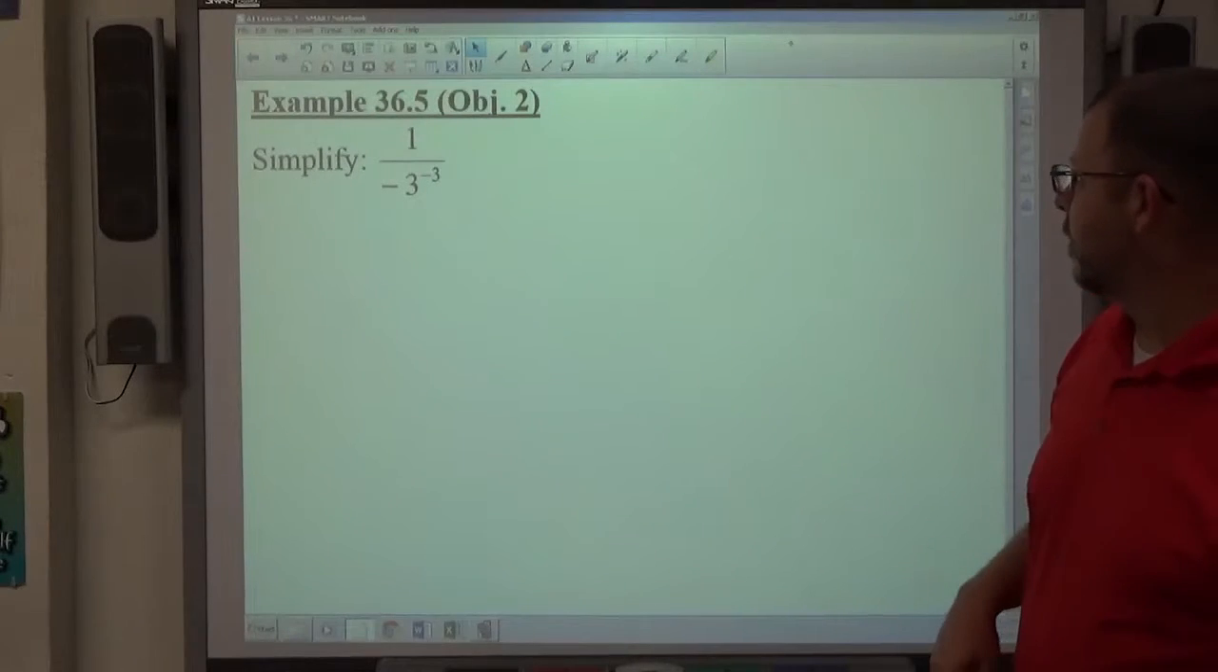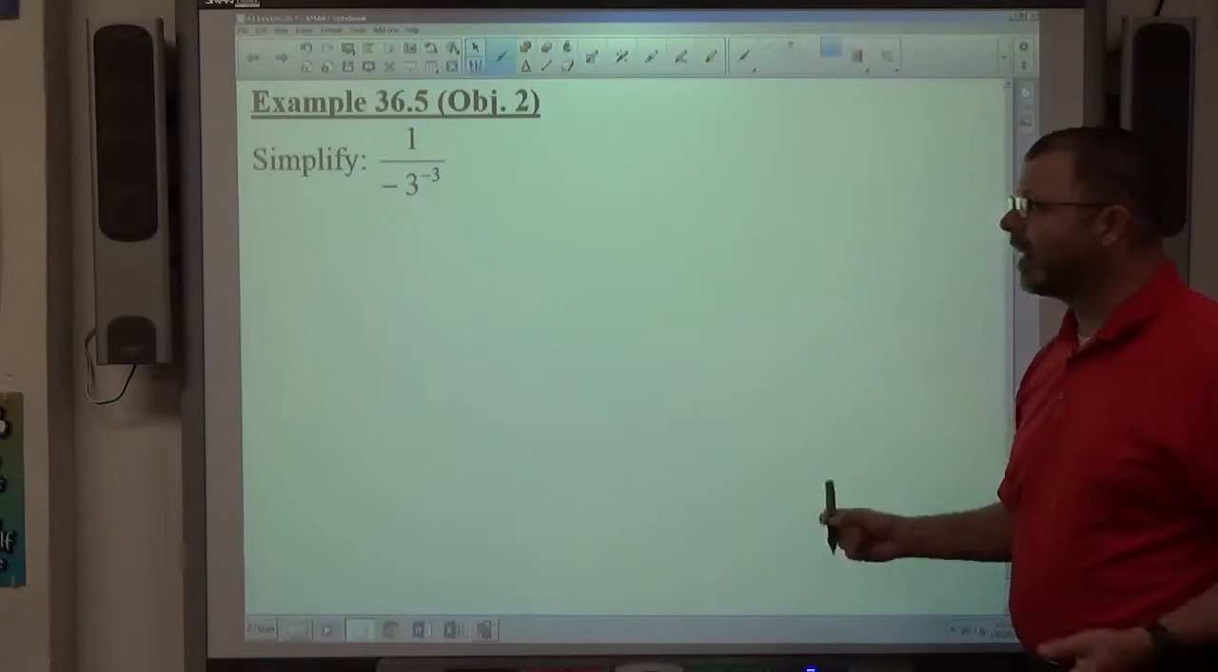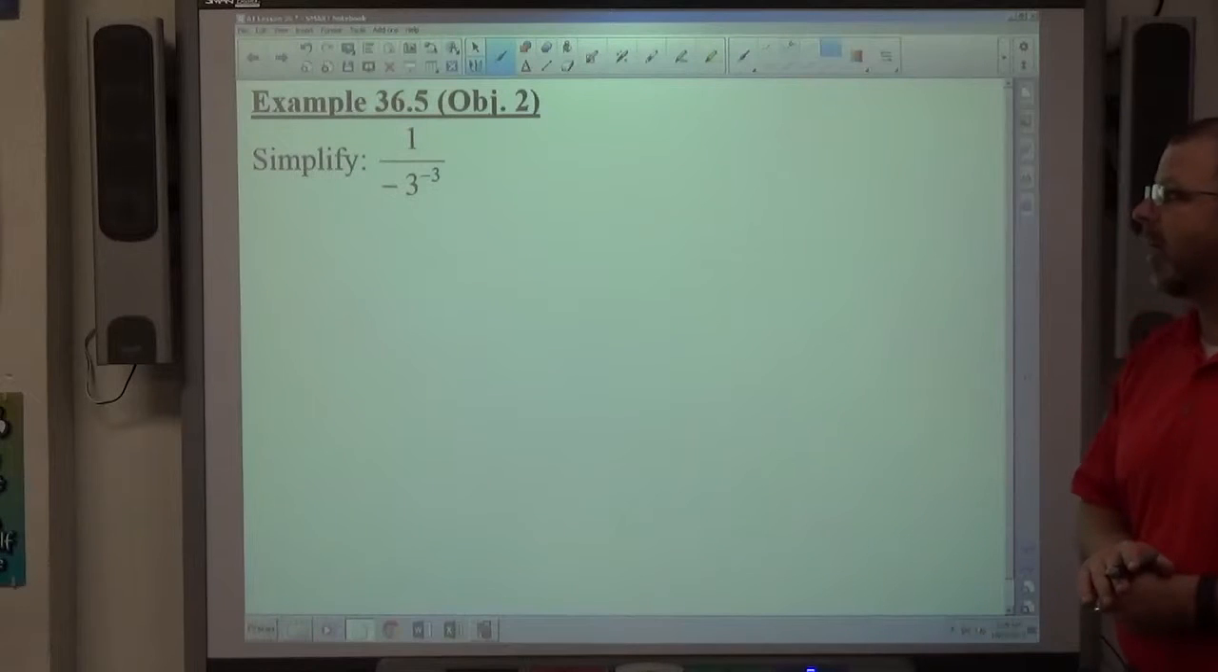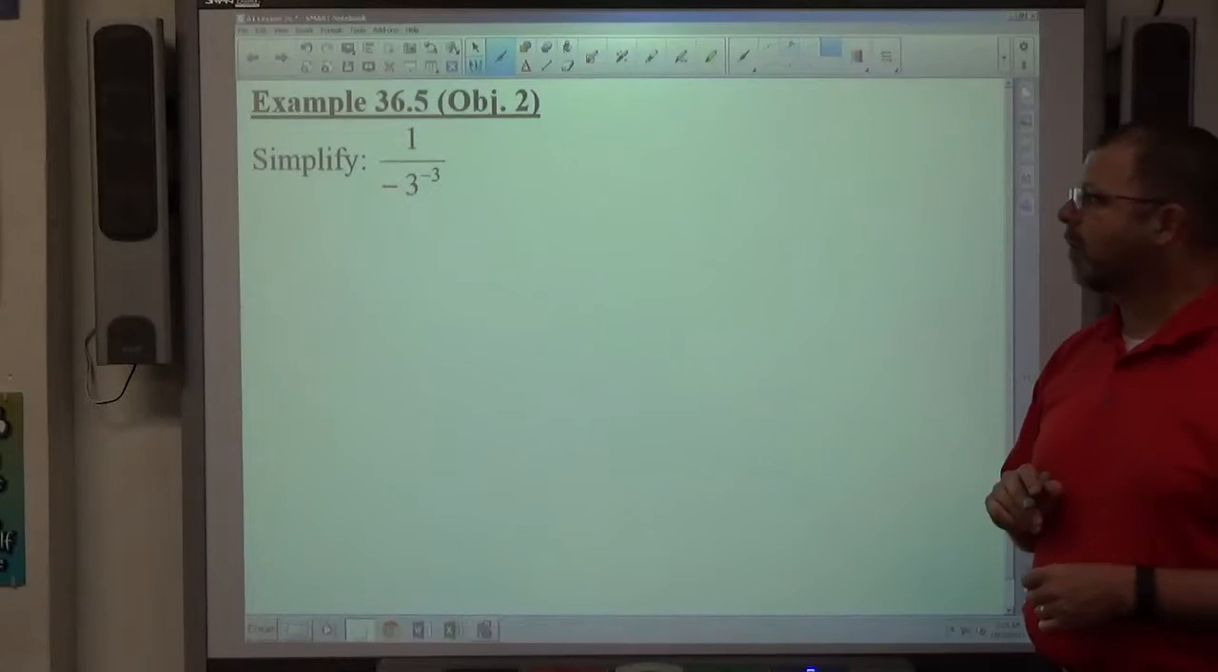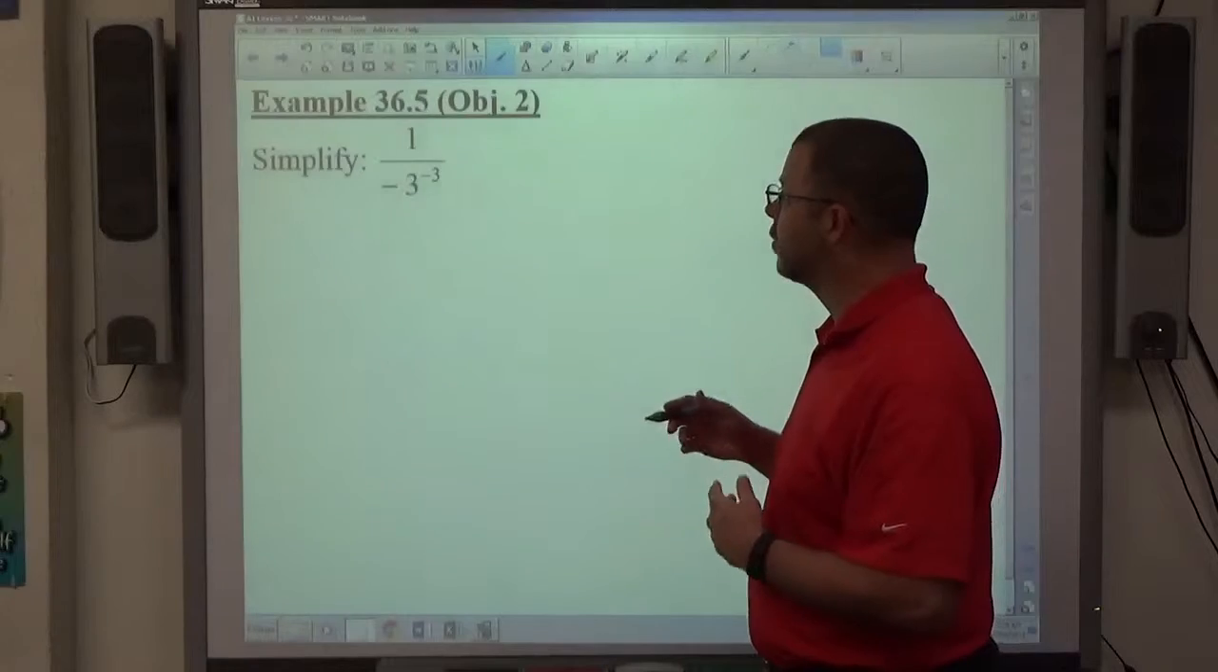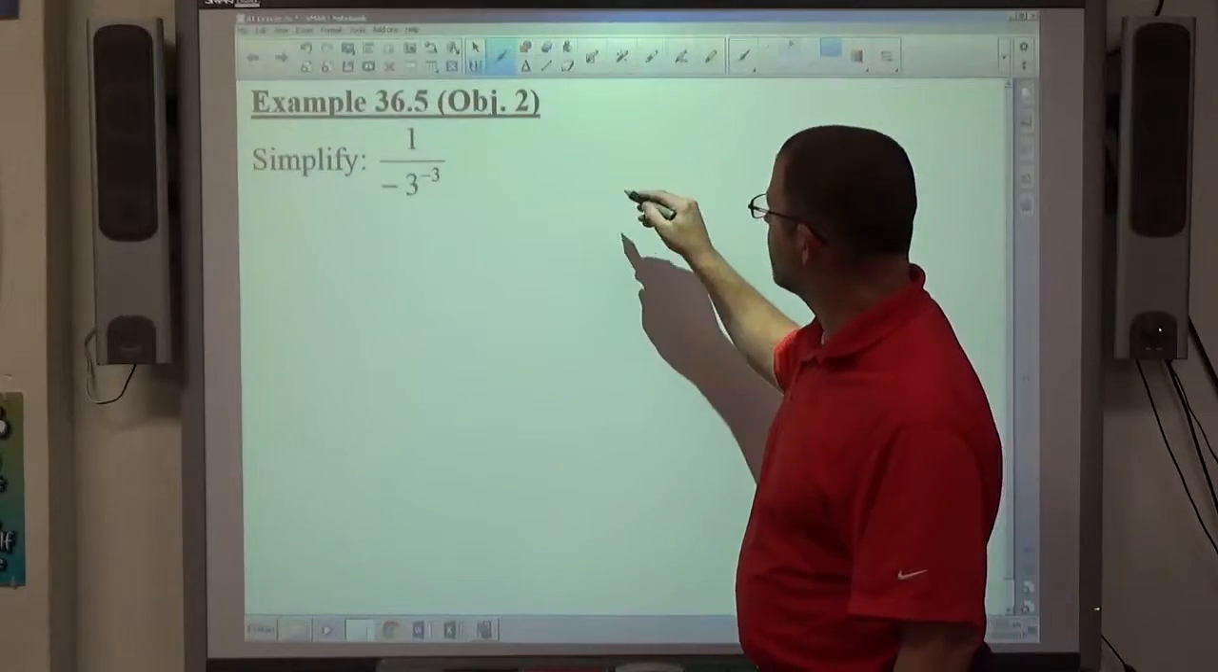Okay, example 36.5. Once again, we have a negative power problem, and once again, the simple question I want to ask myself is, what's being raised to the power? That's going to help me establish what needs to move. And I want to rewrite this one with some colors so we can see where things are coming from.